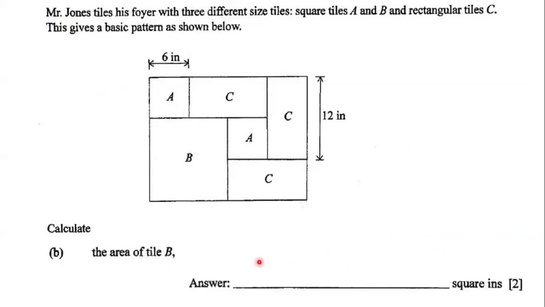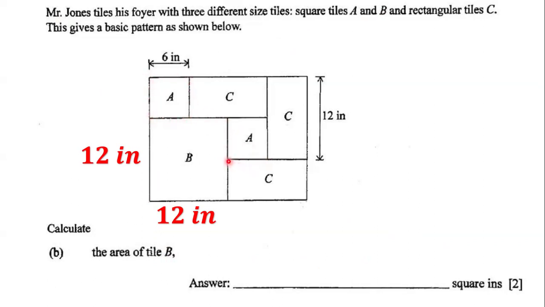Next, our goal is to determine the area of tile B. Notice that tile B is also a square. So if we know the length of one side, we can determine the length of the other sides. And so here, indeed, the length of this side is 12 inches. Now, how do we know that this side is 12 inches? Well, we know that for A, this side right here is 6 inches.